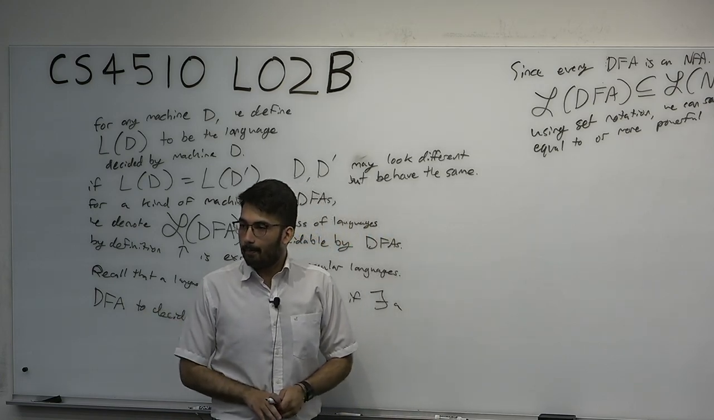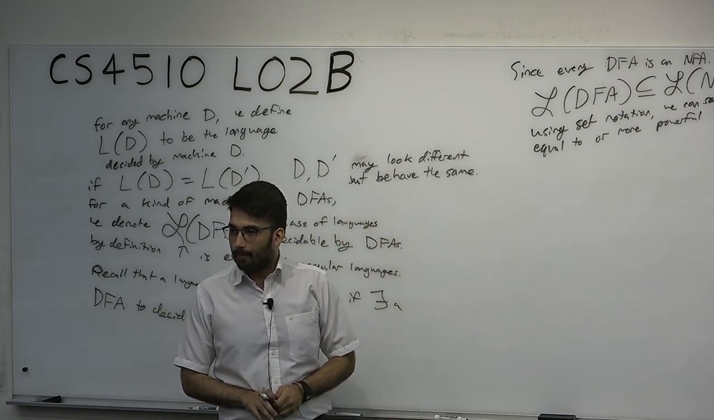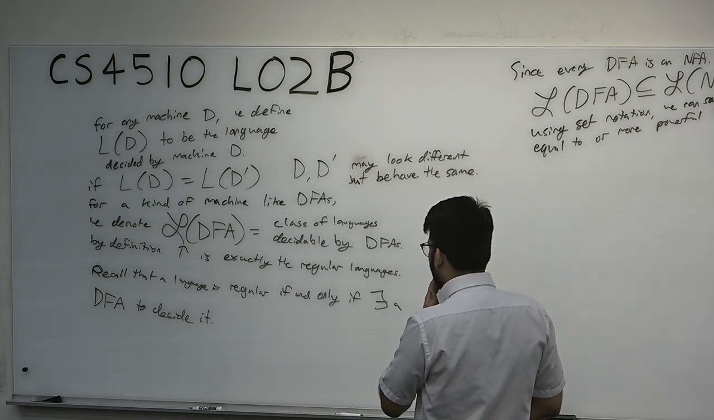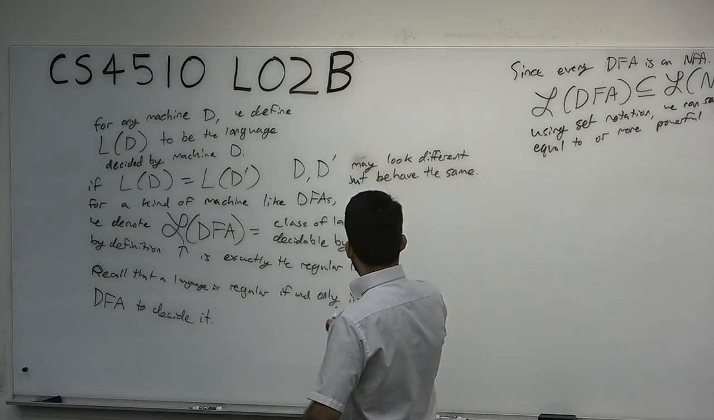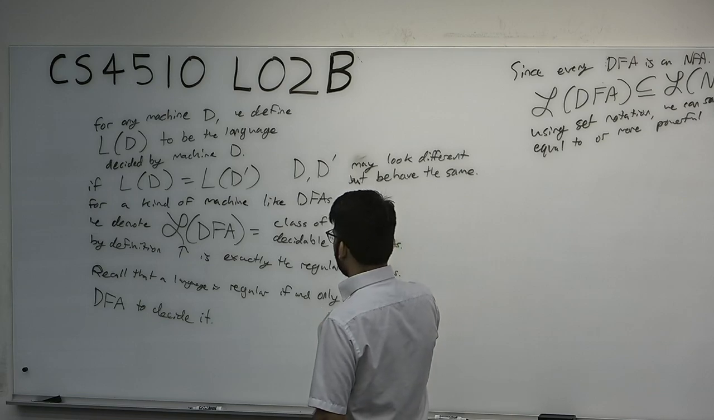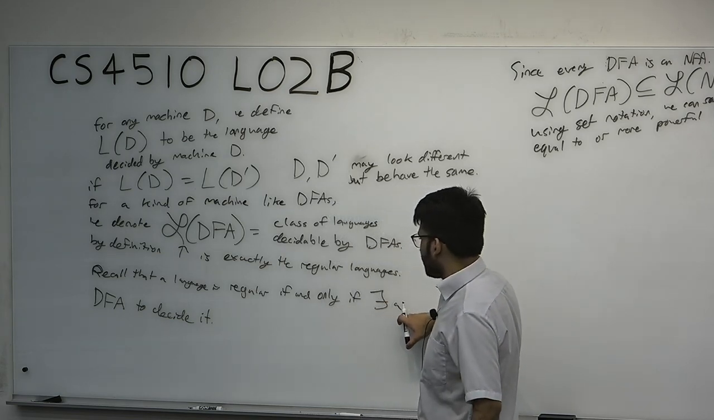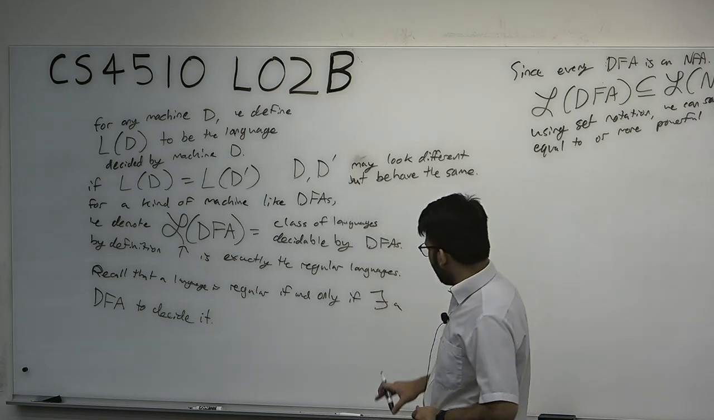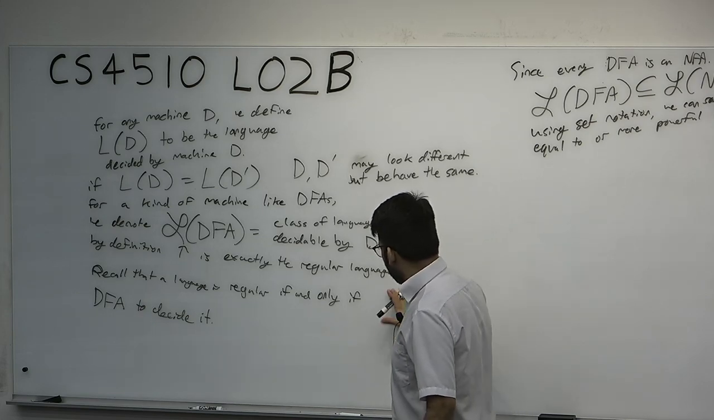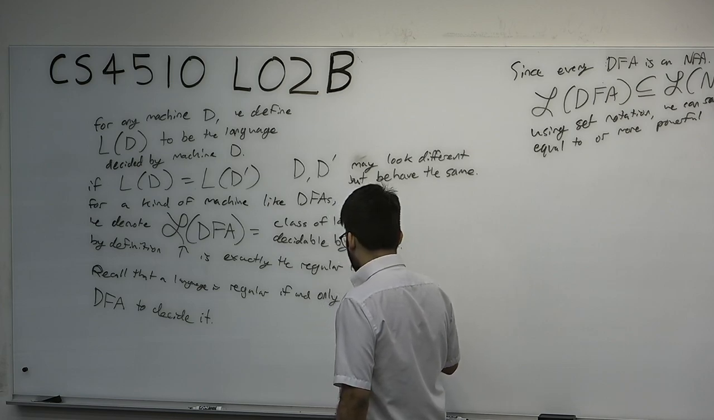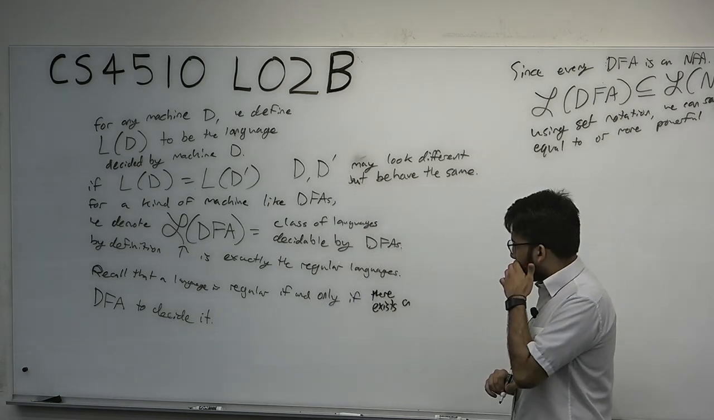Yes? What is the meaning of the "for each" in that line there? In the last line? Recall that a language is regular if and only if, oh, if and only if there exists a DFA. Sorry, there exists a DFA. Yeah. Okay. I should be more thorough. If there exists a DFA to decide it. Yeah.